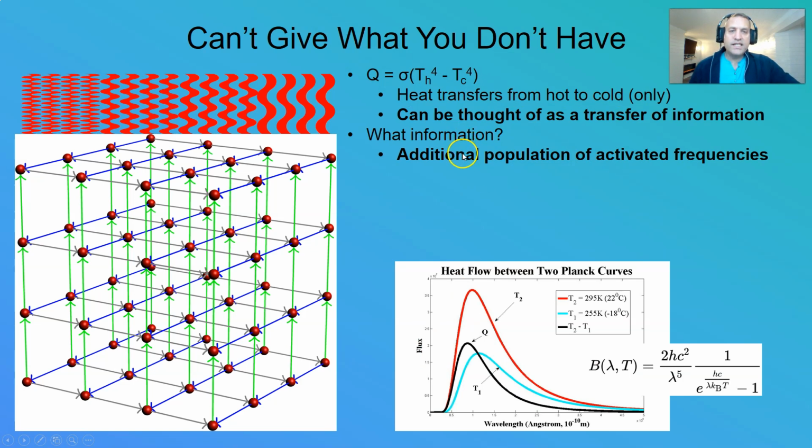So you can't give what you don't have. Heat transfers from hot to cold only, and it can be thought of as a transfer of information. What information? The information that heat is the additional population of activated frequencies. That's what heat is. Heat is this black curve, which I've denoted with Q, which is what we call heat in physics.